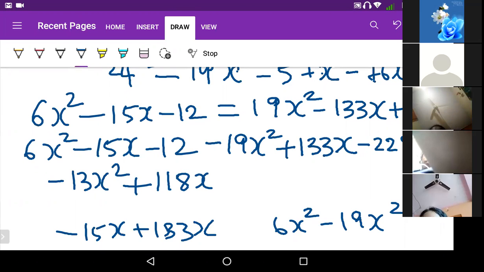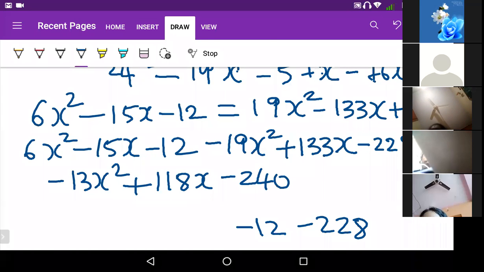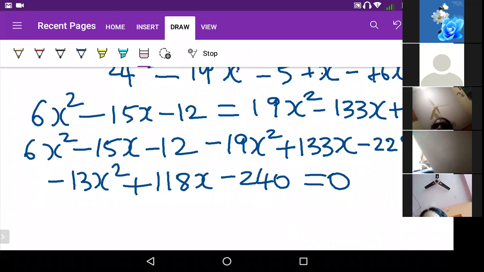118x. Okay. And then for the constant, what do I have? I have minus 12 minus 228. So I'm supposed to add both of them. And how much do I get? Minus 240 is equal to 0. Okay. So minus 240 is equal to 0. Now I have got the equation.